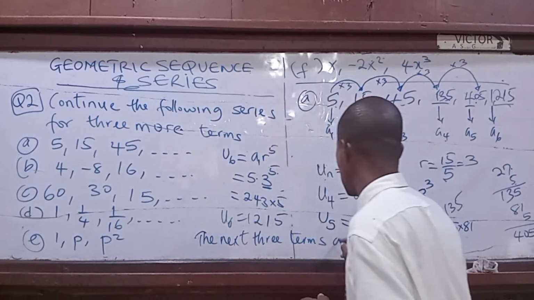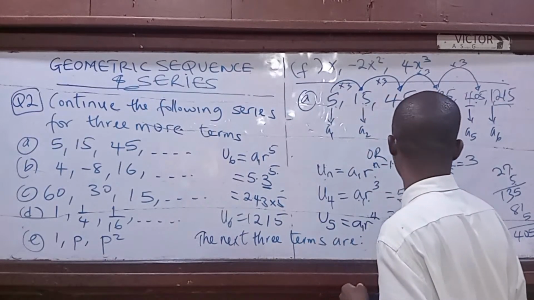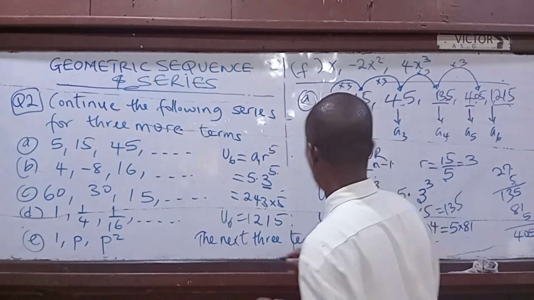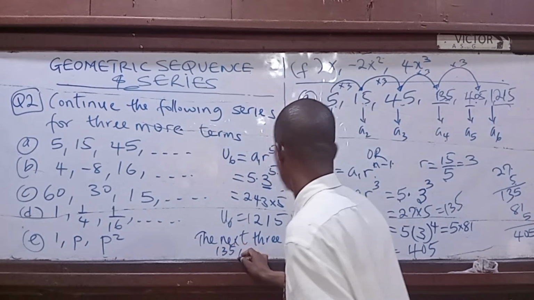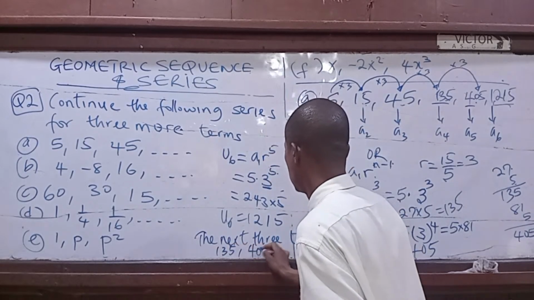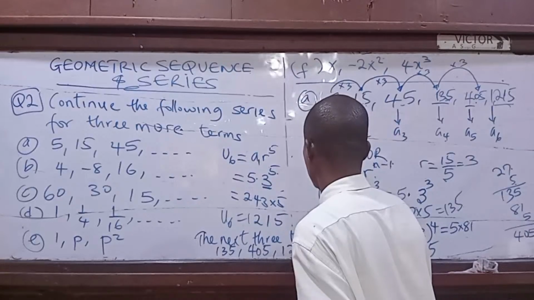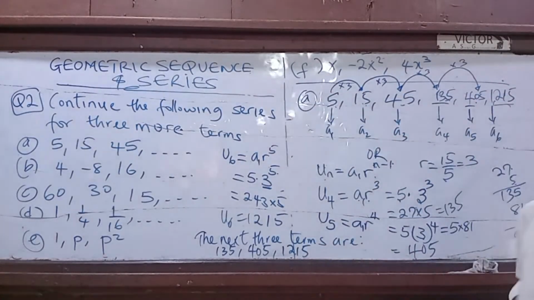The next 3 terms, the first one is what? The first one is 135, 405, 1215. And that finished that question.